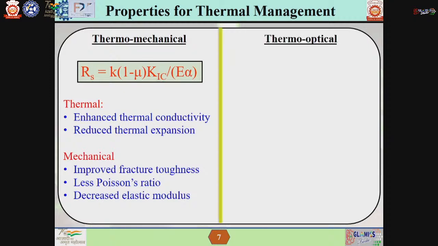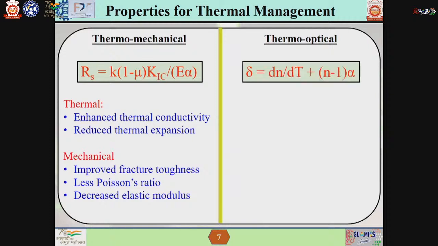At the same time, another important property is the thermo-optical property. Here delta is the thermal coefficient of optical path length. Ideally it should be 0, and if it is 0, that system is called an athermal system.